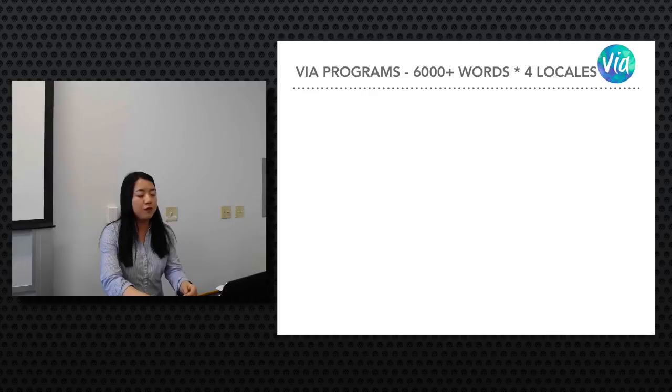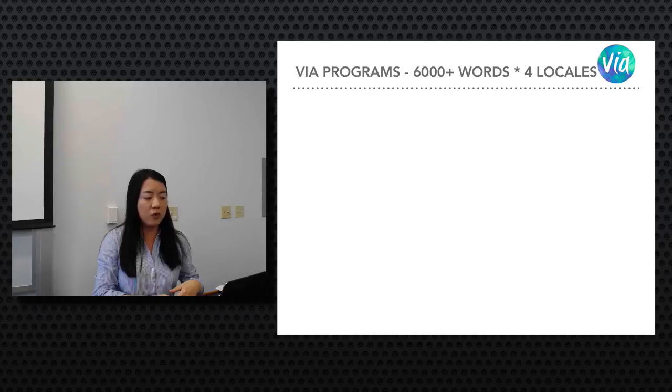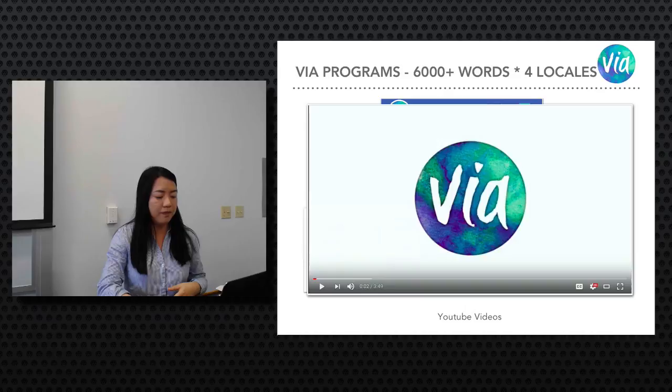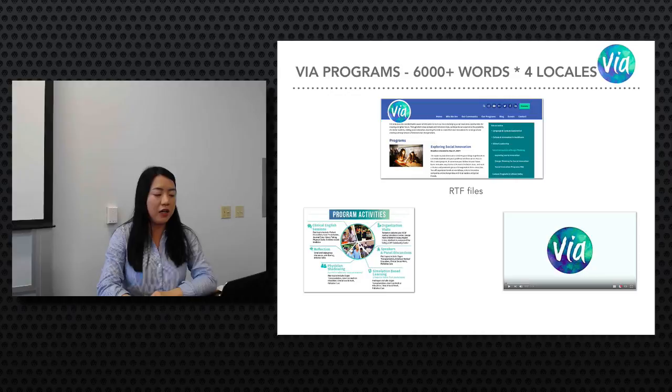For Vaya Programs, the total word count is also over 6,000, and we are working into four locales. They haven't done any localization yet, and in this semester, we helped them with localization of web pages, graphics, and YouTube videos. The source files are RTF files based on the web content, and RTF files, namely a picture list, for the graphics and subtitle files. We created all the source files ourselves.